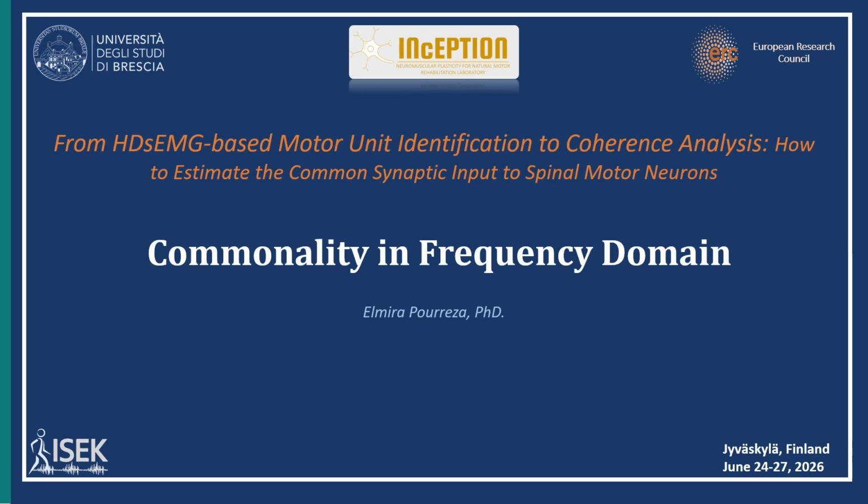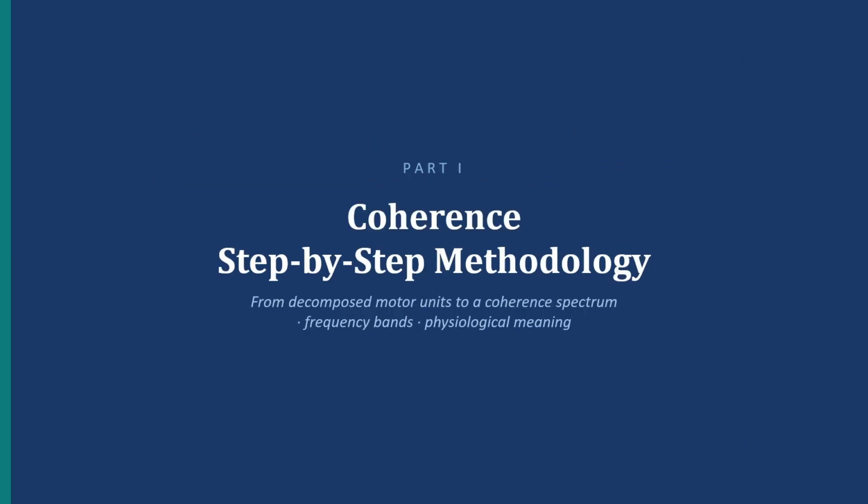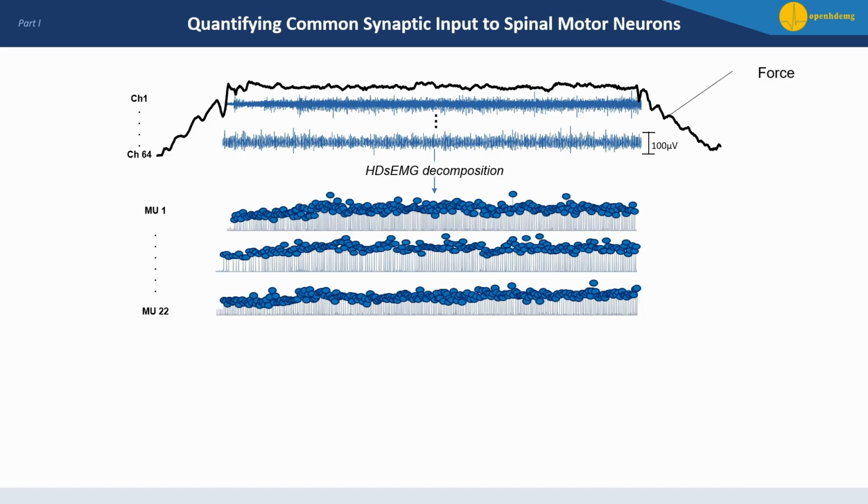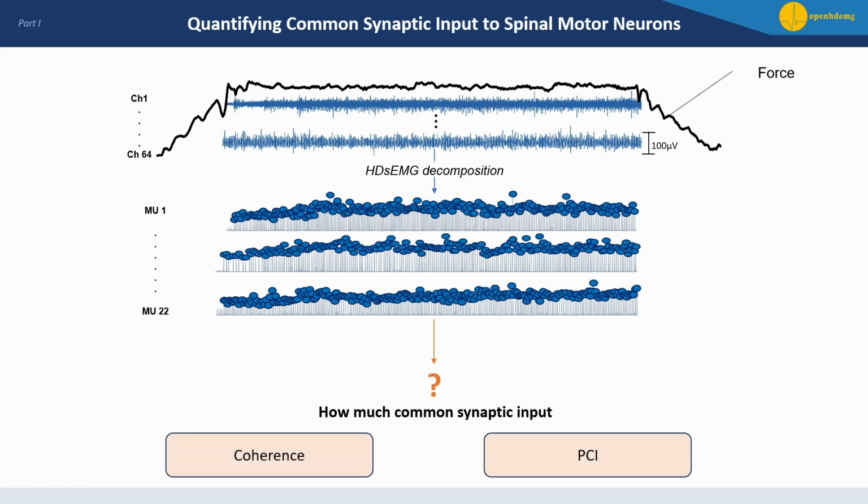Good afternoon, everyone. For the next part of our workshop, I'm going to cover the commonality in frequency domain analysis. Let's start with the coherence. It's a step-by-step methodology, from decomposed motor units to the coherence spectrum, its frequency bands and their neurophysiological meaning. Okay, so far we have decomposed our signals and we got our motor units cleaned and ready for our analysis. The question is how much common synaptic input these motor neurons receive, share, and at which frequency? This can be answered through the frequency domain analysis, through the coherence and PCI estimates.